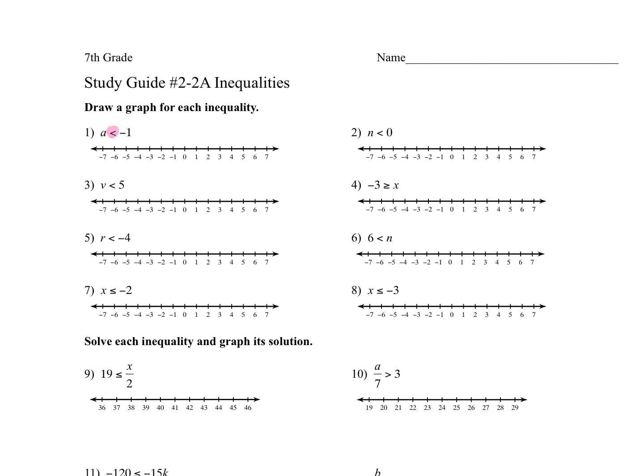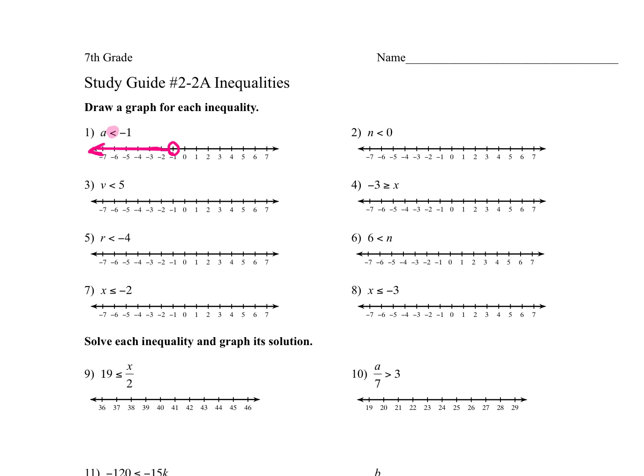On number 1, it's just a less than symbol. So that means that we're going to have an open dot on -1. And the less than is pointing to the left, just like this arrow points to the left. And so we just draw our arrow to the left.